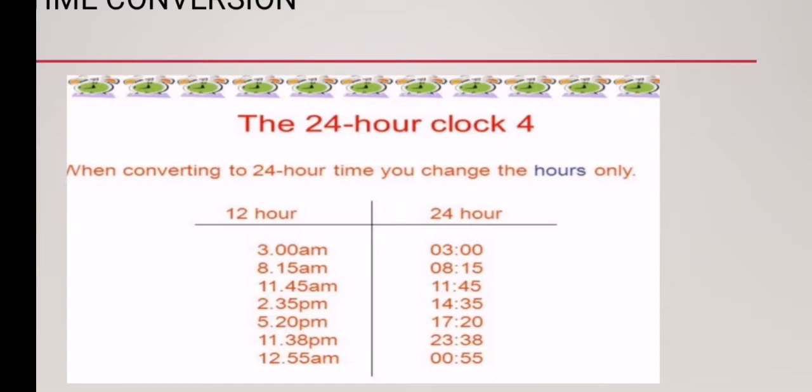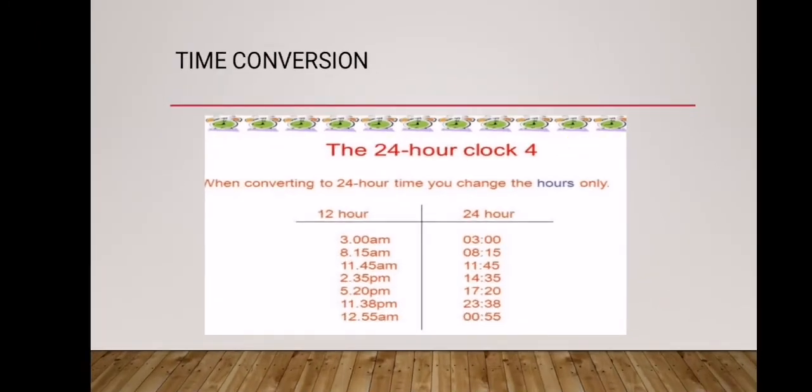You can also see the different examples given here. Let's go for this 11:45 AM. On the right hand side it is written as 11:45 because this is the time before noon and it will remain the same. If we talk about 2:35 PM on the 24-hour clock, this is going to be 14:35. In the same way, if we look at the last example here, 12:55 AM on the 24-hour clock, we know it's the time after midnight, so it is to be written as 0055. You can also go through the rest of the examples for your understanding.